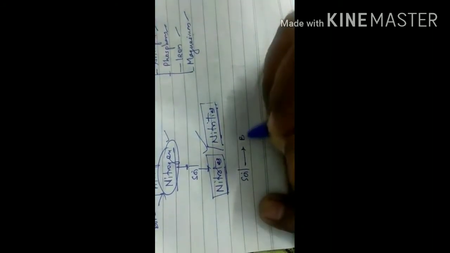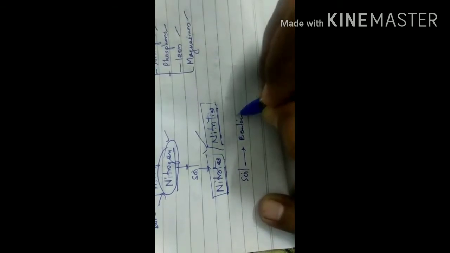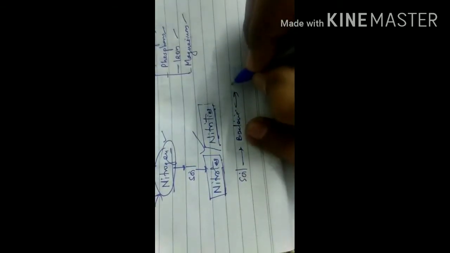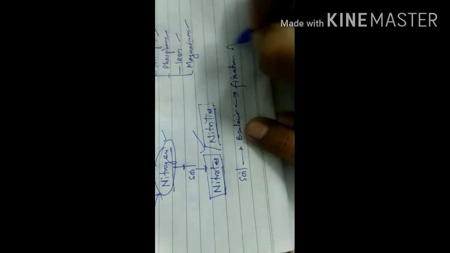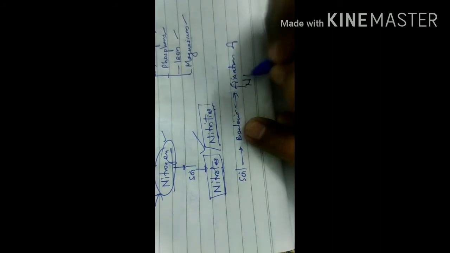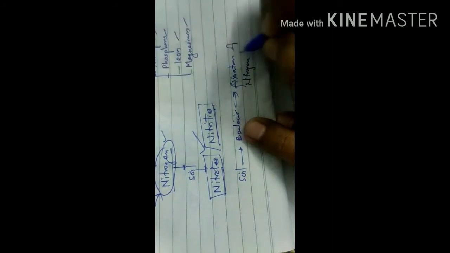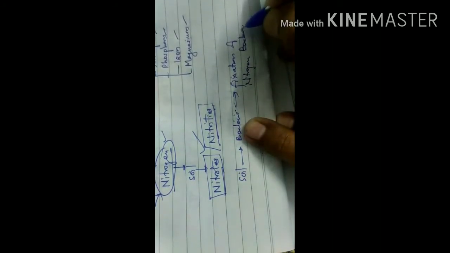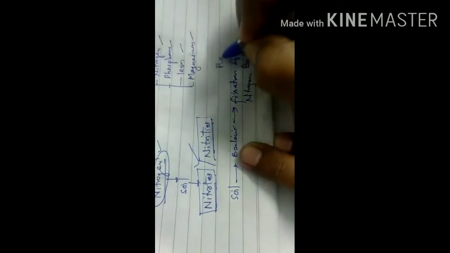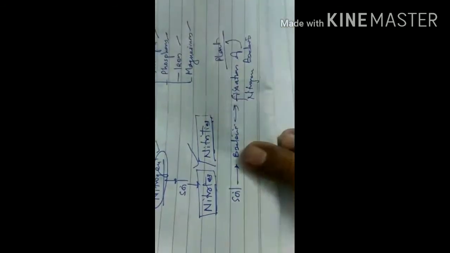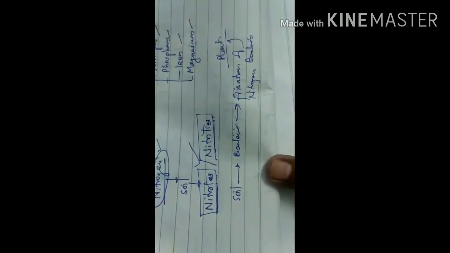And the second way is that there are some bacteria in the soil, like Rhizobium, which you must have heard about. These bacteria, by fixing atmospheric nitrogen, the nitrogen fixation bacteria, will provide it to the plant. So these are the two ways through which the plant will get nitrogen for its processes.